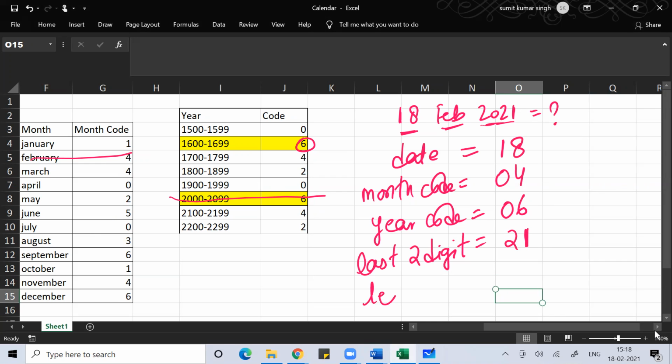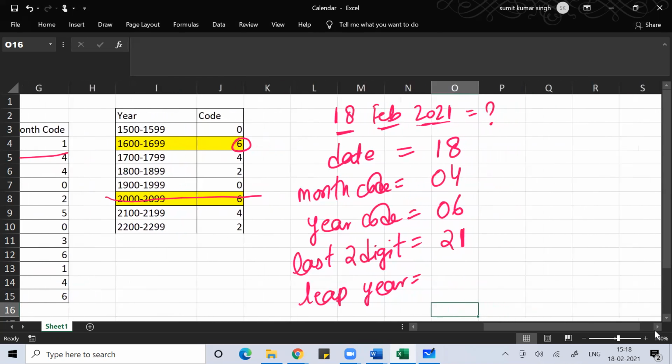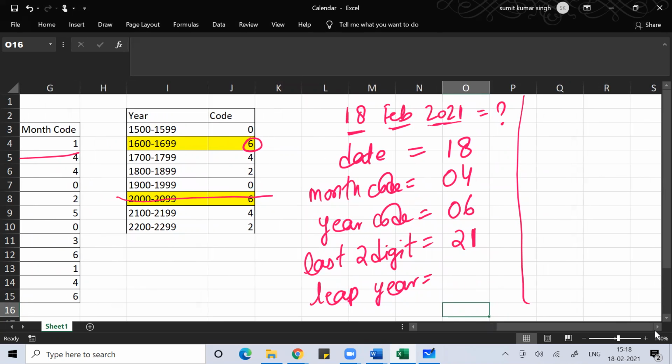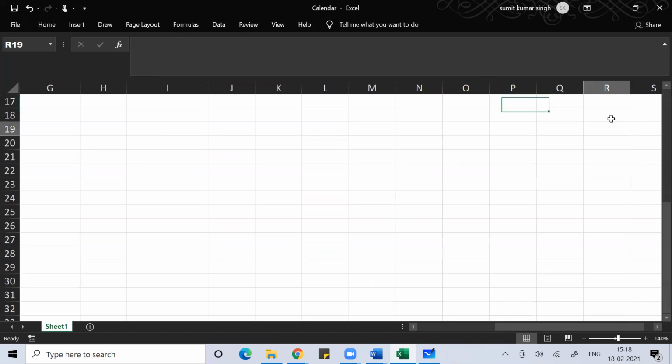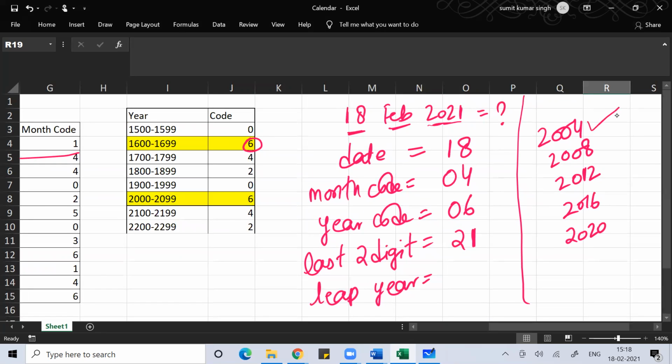And then the last thing: how many leap years came. You know that a leap year comes after every 4 years. So in this century, 2000 to 2099, till now, from 2000 (don't include the initial year 2000), how many leap years came? The leap years were 2004, 2008, 2012, 2016, 2020. That is 1, 2, 3, 4, 5. So 5 leap years came.